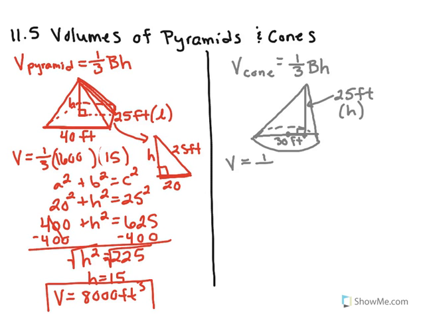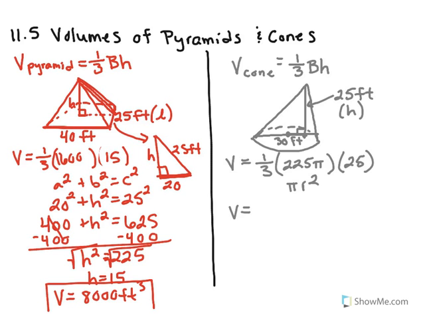The volume is going to be 1/3 times the area of the base. Well, the area of the base is a circle, so that's going to be pi r squared. So what is the radius if the diameter is 30? The answer to that is it's going to be 15. So now we have to square 15, and that's going to give us 225. So that's 225 pi. And now we're going to multiply that by the height. And I know the perpendicular height this time. It's 25. And we want to leave this in terms of pi if we can.